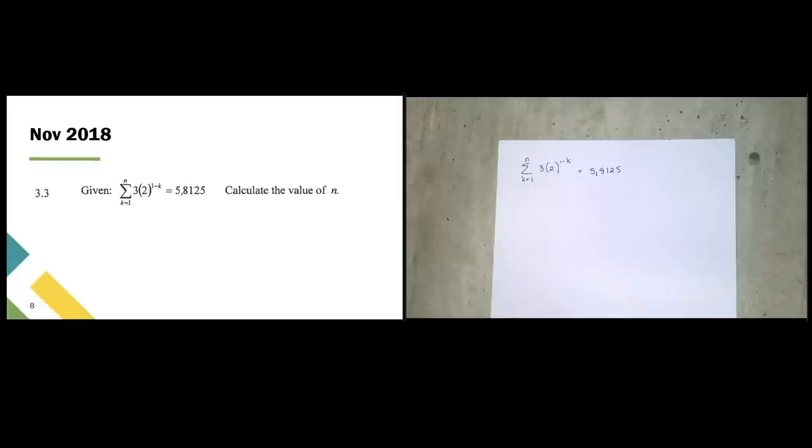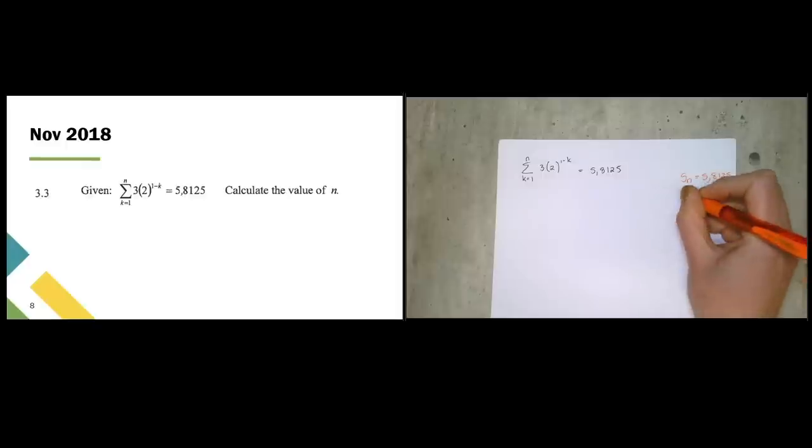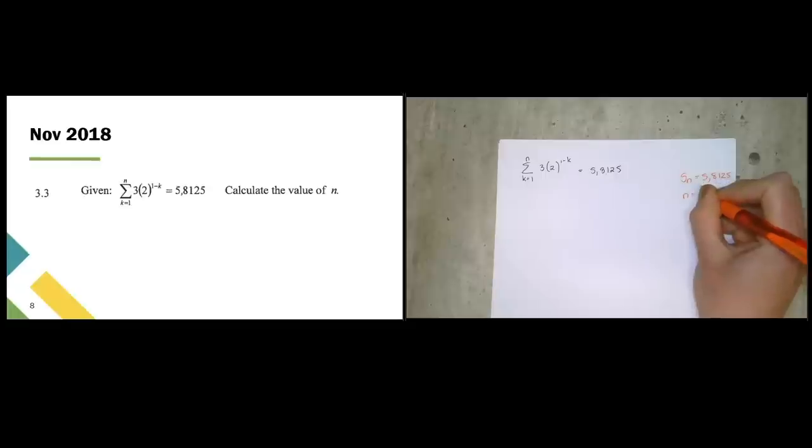What does this mean again? Sigma notation means sum, but they've given you the answer of the sum. So I know what Sn is. Sn is equal to 5.8125. The question said calculate for n, so I must calculate n.